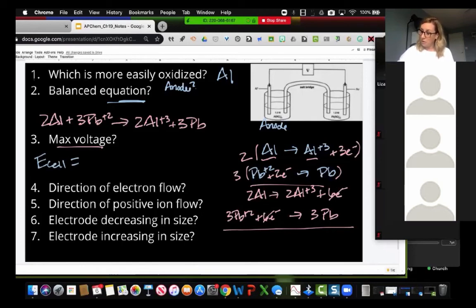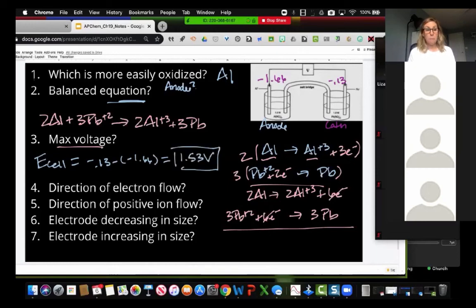So if you remember, this was a negative 0.13 for this side. And again, this was my cathode side. And then this was a negative 1.66. So then I can just plug those into that equation. So cathode minus anode, minus negative 1.66. So the overall voltage is 1.53, and that should be positive because that's how we set it up.